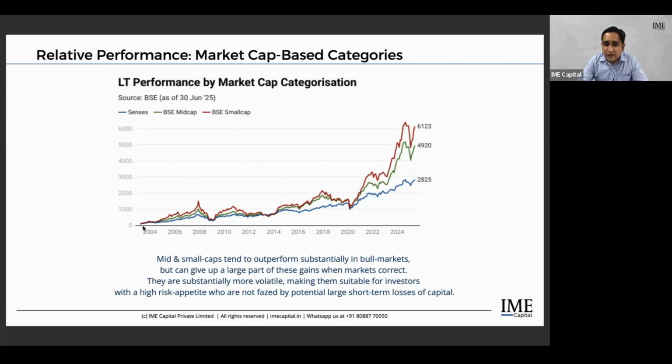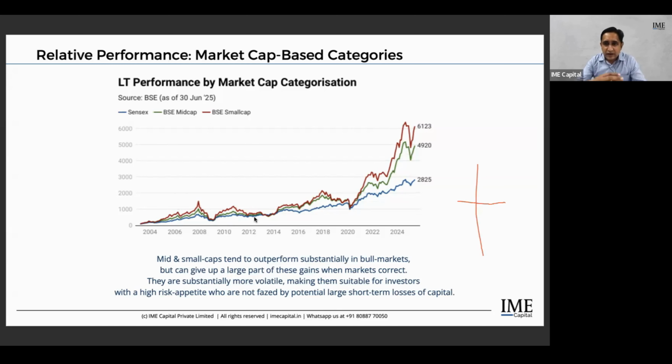What you do tend to see is that in strong market environments, so if you're seeing the bull market between 2002 to 2008, the subsequent post-NDA coming back to power, 2014 to 2018 market rally, the market rally post the COVID lows, your small caps, smaller mid caps can deliver much higher returns. But in the subsequent market corrections, when markets turn, you can actually see them give up a very, very large part of their overall returns.